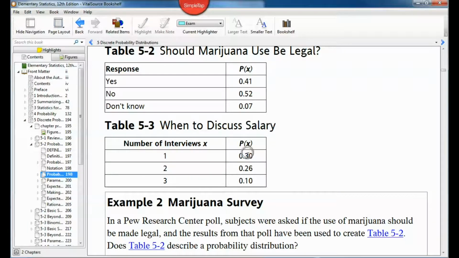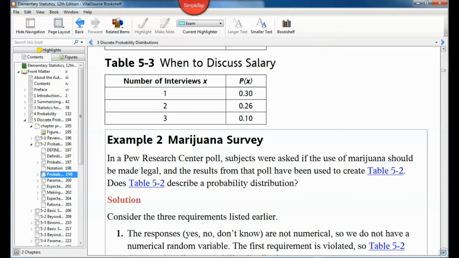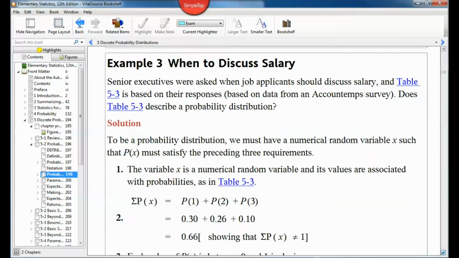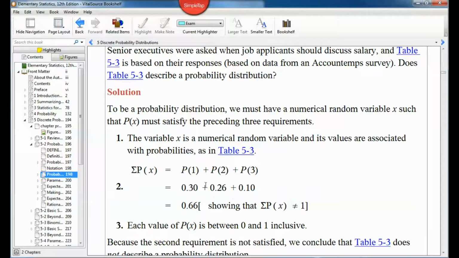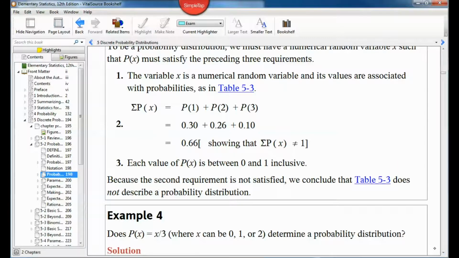Probabilities, if you add all those together, do you get 1? That's 0.56 plus 0.1, that's 0.66. So no, it doesn't add up to be 1. So since that doesn't add up to be 1, it's not a probability distribution. Now each probability was between 0 and 1, so it only failed that second requirement.